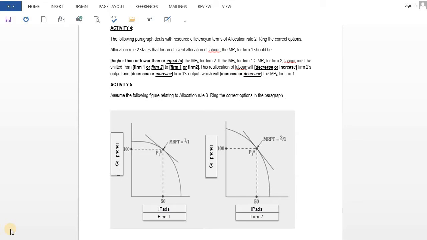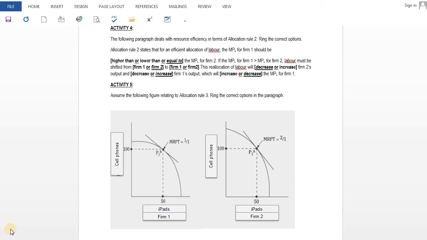So today we're dealing with activity 4, 5 and 6 of the tutorial worksheet. This is basically section C, which is economic efficiency. What is most important, and what I would like to discuss with you before I start with the activities, is that you know the allocative rules and how to apply them to the questions they are going to ask you, be it in the exam or in the test.